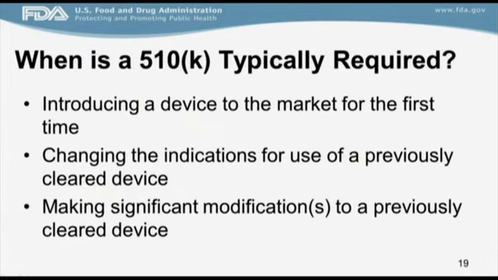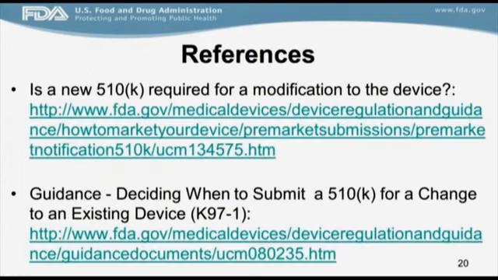So when is a 510K typically required? A 510K is typically required in 3 scenarios. The first is if you're introducing a new device to the market for the first time. The second could be changing the indications for use of a previously cleared device. And the third could be making significant modifications to a previously cleared device. In these situations, this is when a 510K would be required, and you would require 510K clearance before you could market the product.